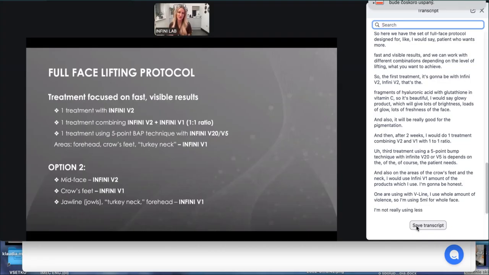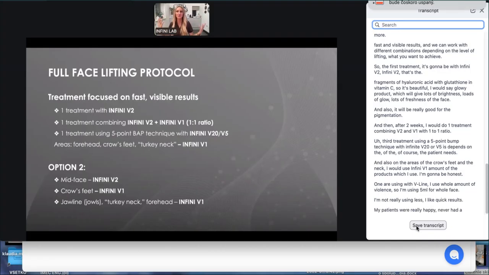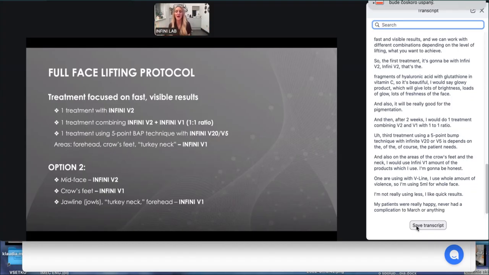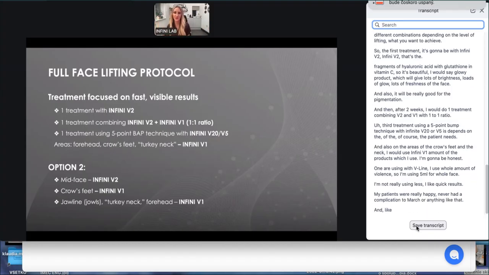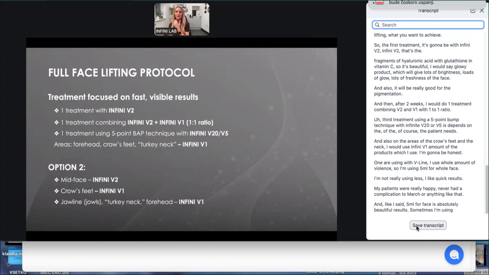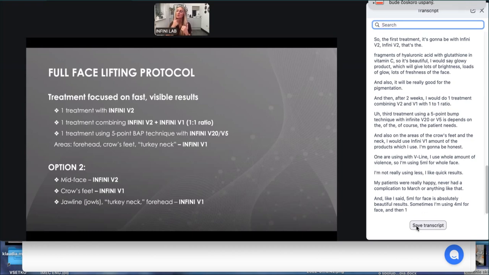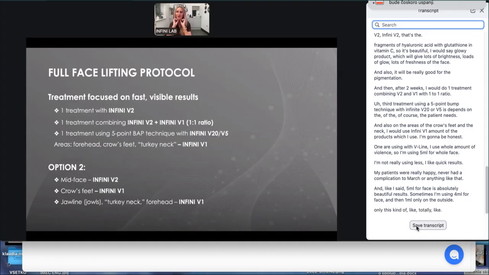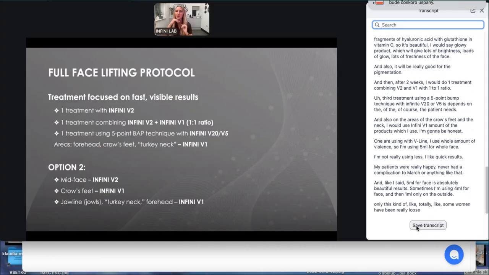I like quick results. My patients are really happy, I never had a complication or anything like that. And like I said, 5 ml for the face is absolutely beautiful results. Sometimes I'm using 4 ml for the face, and then 1 ml only on this kind of turkey neck. Some women have really loose skin, so I'm injecting 1 ml in here to support.